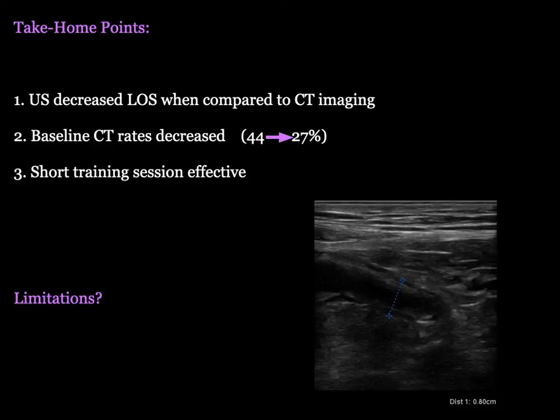So the take-home points for this study were the following. Ultrasound certainly decreased length of stay when compared to CT imaging. If you could perform a point of care ultrasound and diagnose appendicitis and call the surgical team to assess the patient, these patients were much more likely to head to the operating room than patients who were waiting for a CT scan, which could take many more hours. The baseline CT rates decreased from 44% of patients getting a CT scan to 27% once they started the study, which is a big deal.